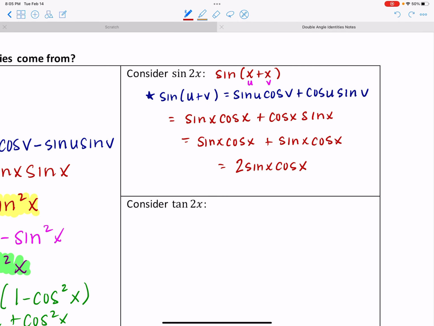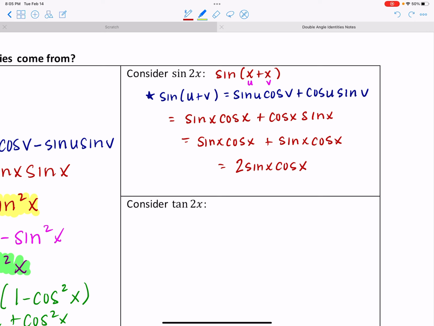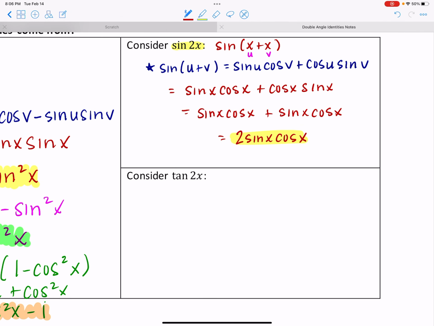But then you can see how that comes directly from our sine of a sum identity. So the sine of our double angle is equal to twice the sine times the cosine of those angles. All right, and then lastly, let's look at the tangent of a double angle.